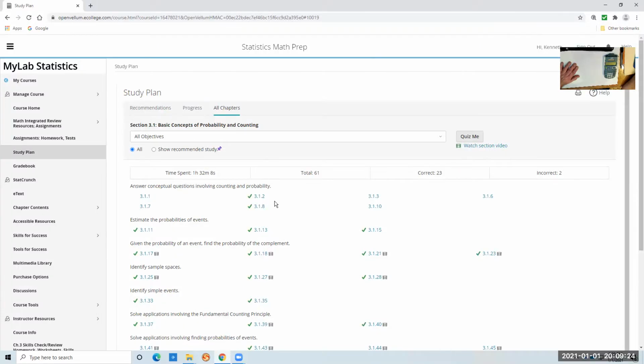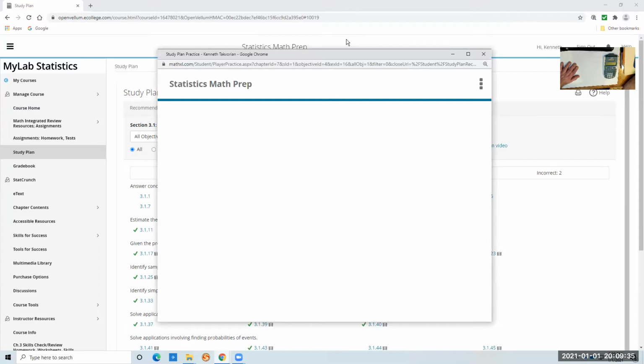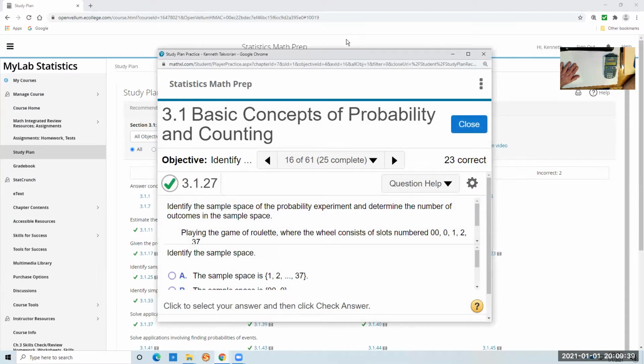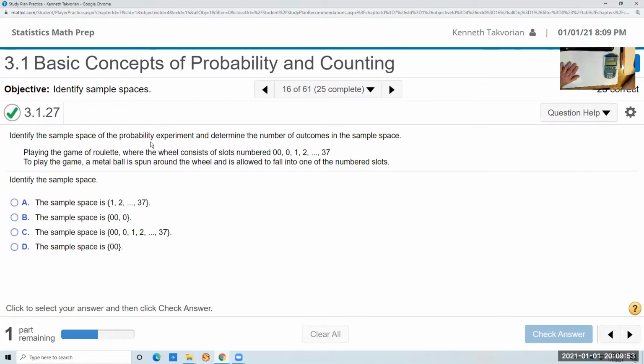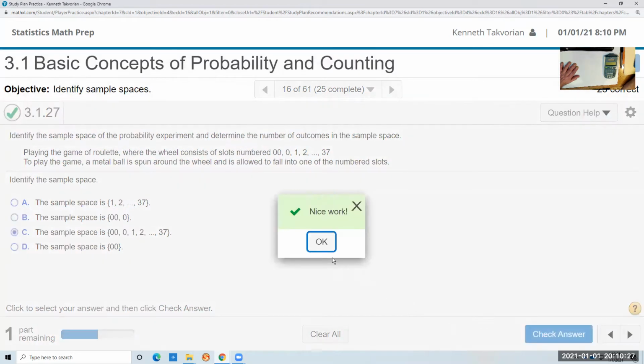Let's use the study plan to go over some sample problems. Let's try identifying the sample space. Let's look at number 27. Identify the sample space of the probability experiment and determine the number of outcomes in the sample space. We want to play a game of roulette where the wheel consists of the slots 00, single 0, 1 through 37. To play the game, a metal ball is spun around the wheel and is allowed to fall into one of the slots. What is the sample space? Well, the sample space is all the numbers 00, single 0, 1 through 37. So I think that is going to be answer C. Let me check the answer. That is correct.